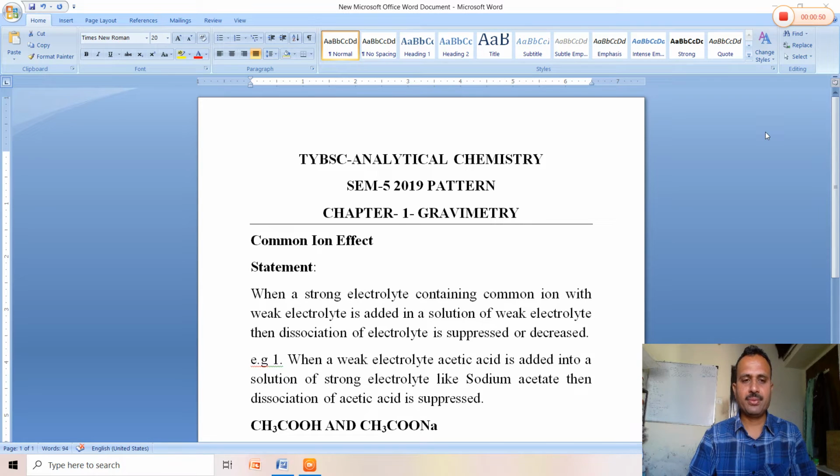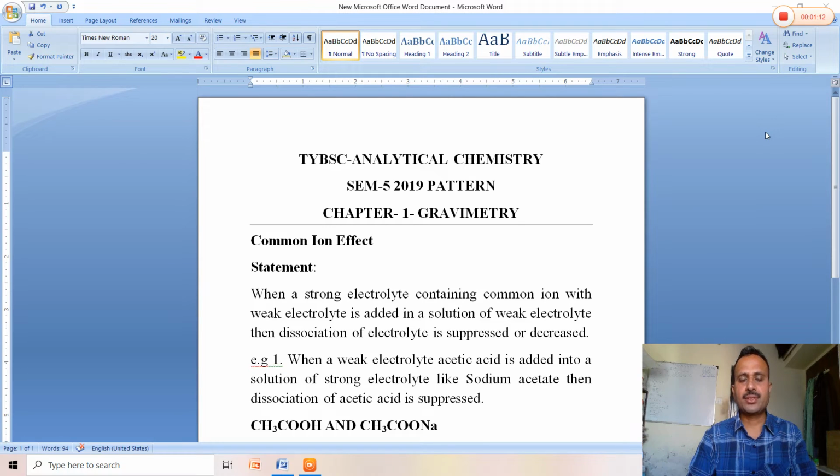What is the statement of common ion effect? When a strong electrolyte containing a common ion with a weak electrolyte is added into a solution of weak electrolyte, the dissociation of the weak electrolyte is suppressed or decreased. This is the statement. Now what is an electrolyte? An electrolyte is a substance which conducts electricity.